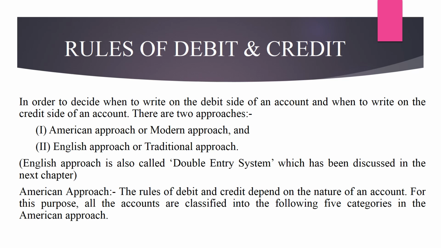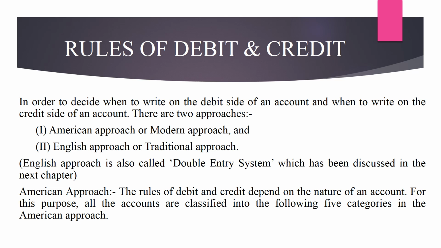So in order to decide when to write on the debit side of an account and when to write on the credit side of an account, there are basically two approaches. One is your American approach, that is also known as modern approach, and second one is your English approach or traditional approach. So English approach is also known as double entry system, which has been discussed in the next chapter. Now American approach क्या होता है?